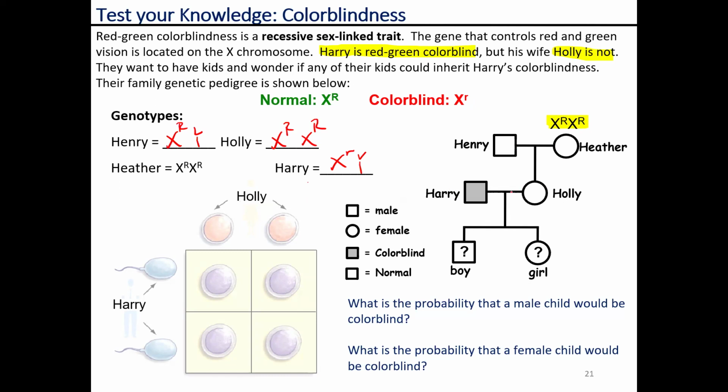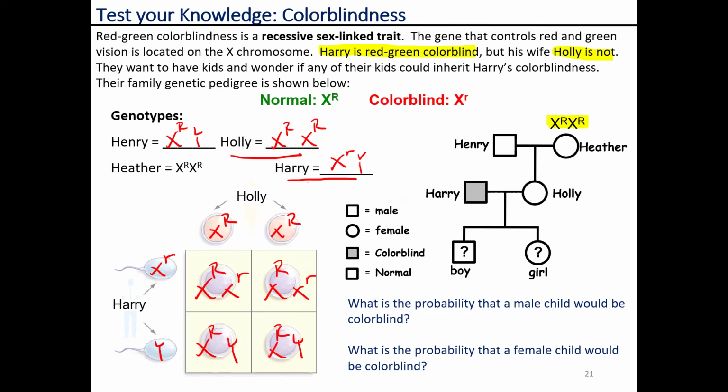Okay, so now we're going to take Harry and Holly, Holly right here and Harry right here, and cross these two. Holly is going to be X big R, X big R. We know Harry is X little r, and then Y. So we're going to do the X's first, so we put X, X, X, X, X, Y, X, and then Y. And then we're going to put the R's down. So in this case, we have big R here, little r, big R, and big R.